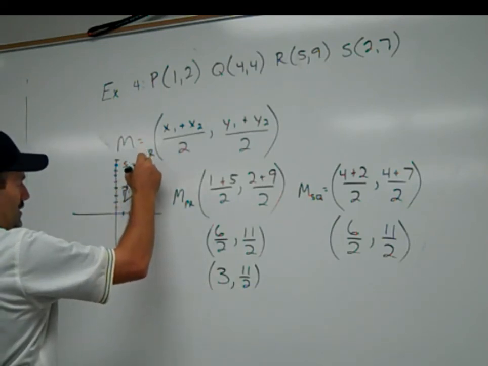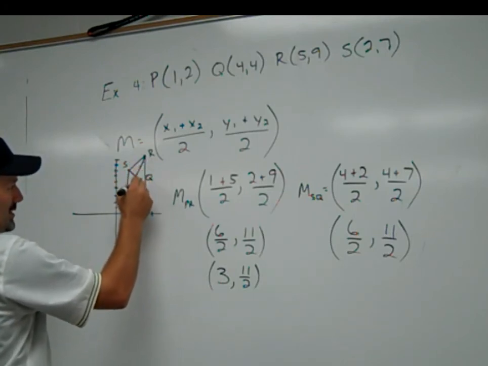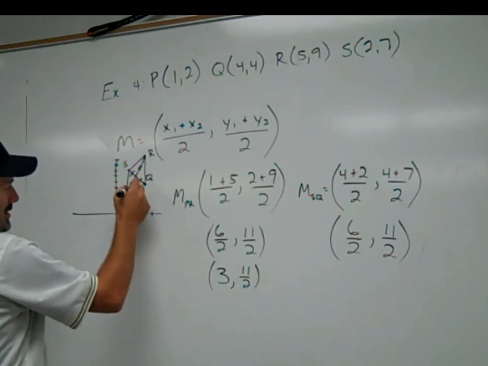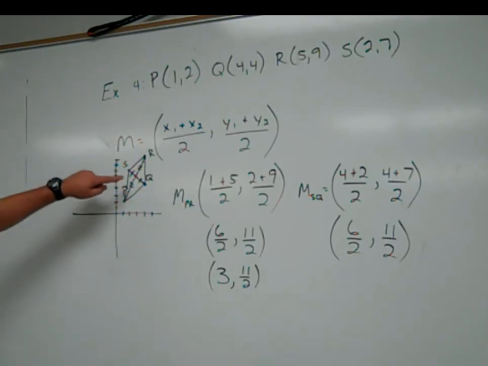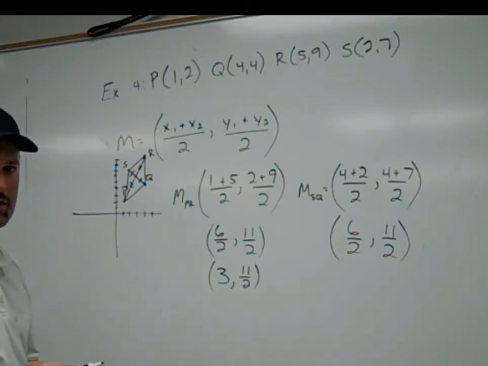And if you remember the definition, a bisector cuts a segment in half, so that means this segment and this segment are the same. That segment and that segment are the same, since that point in the center is the midpoint for both of them. So by definition, PR and SQ, the diagonals of that quadrilateral, bisect each other.